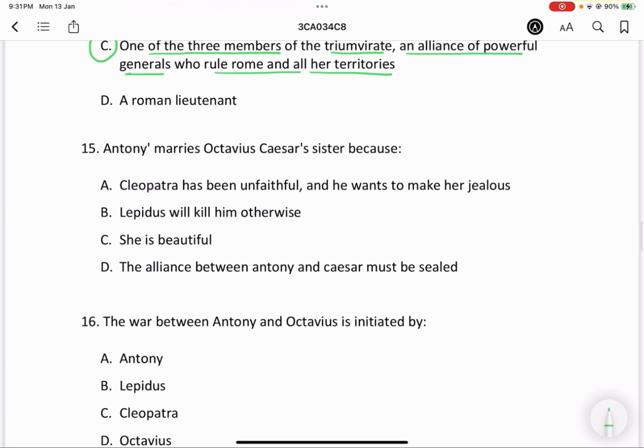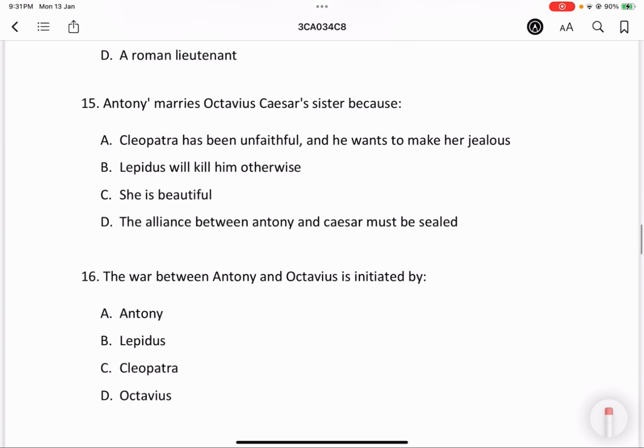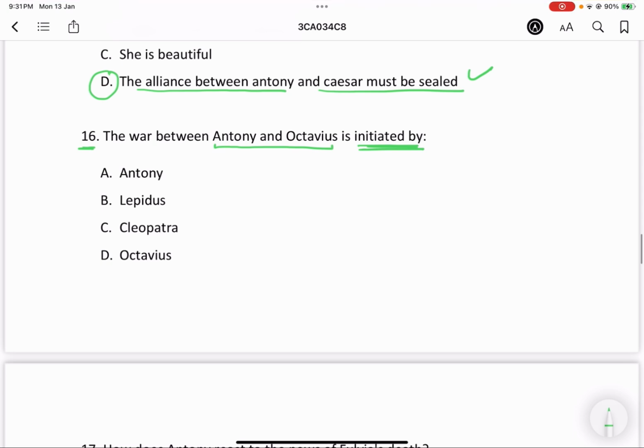Question number 15. Antony marries Octavius Caesar's sister because... Why did Antony have to marry Caesar's sister? The correct answer is so that the alliance between Antony and Caesar must be sealed. Question number 16. The war between Antony and Octavius is initiated by whom? And the correct answer to this is D, by Octavius.